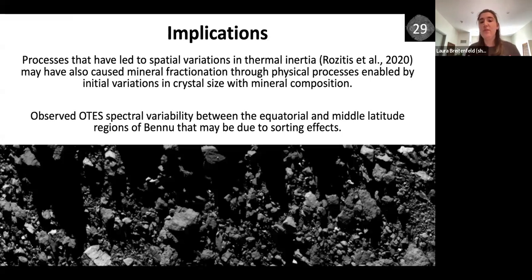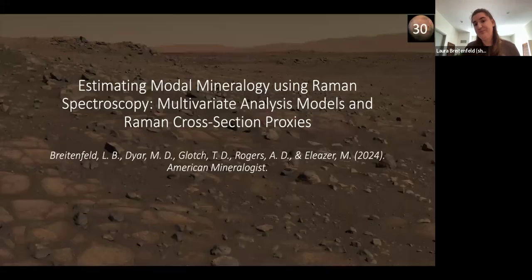So this mass movement, along with observations of differences in thermal inertia across the surface, may have also caused mineral fractionation through physical processes that results in variations due to crystal size and mineral composition. So in summary, again, this observed OTES spectral variability between the equatorial region and the middle latitudes of Bennu may be due to sorting effects.